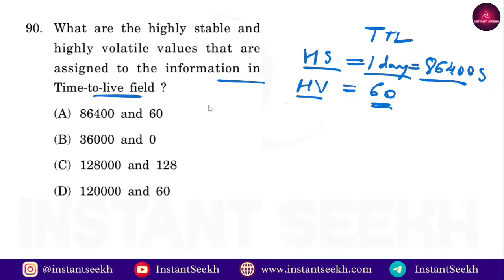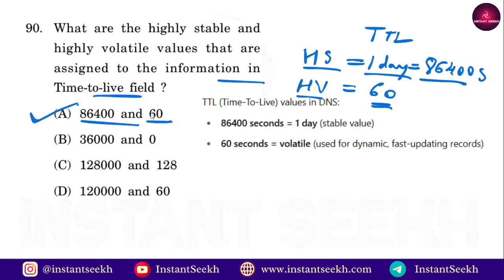So your correct answer for this question will be option A, that is 86,400 will be the highly stable value, and 60 will be the highly volatile value for the time to live field. You can see 1 day is the highly stable value, and 60 seconds is the volatile value used for dynamic or fast updating of the records. So this is regarding TTL values in DNS. Your option A is the right answer. Let's move on to the next one.